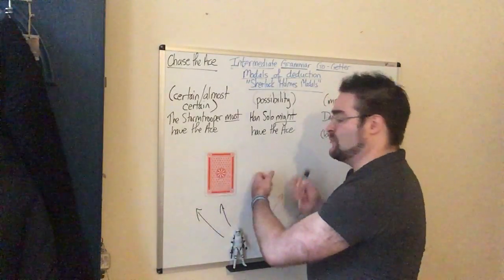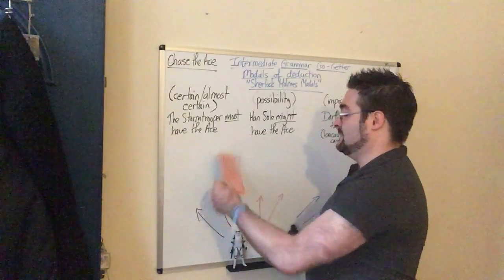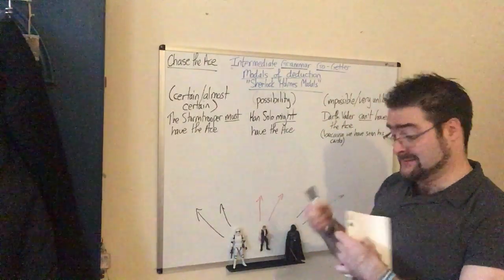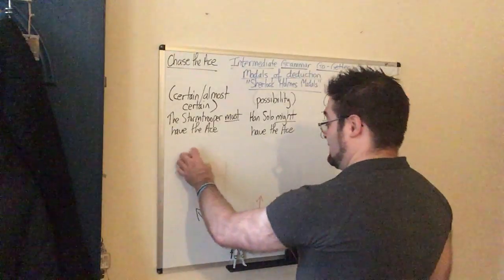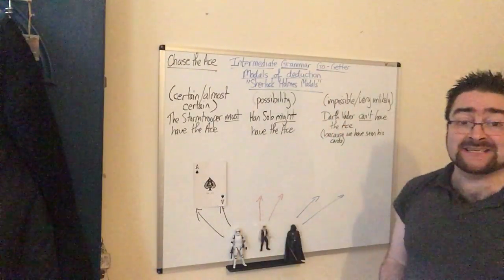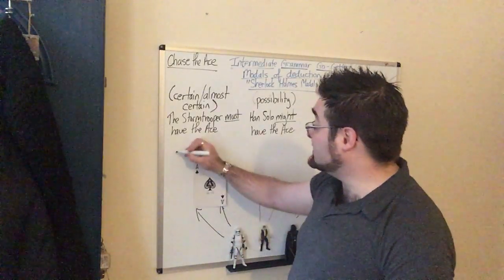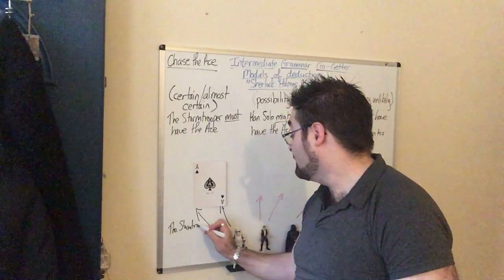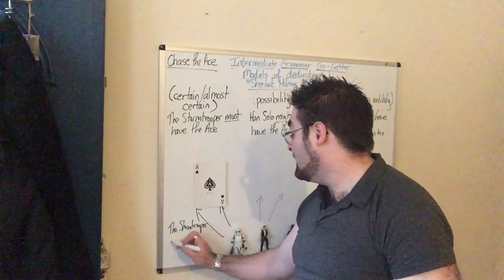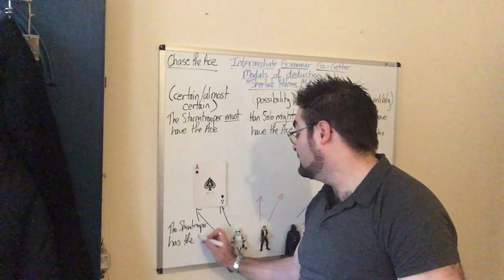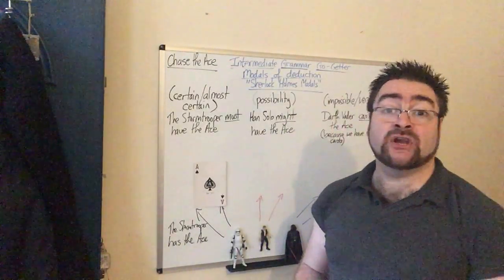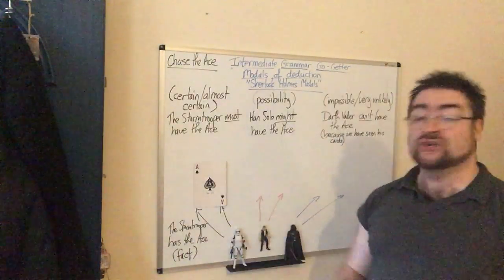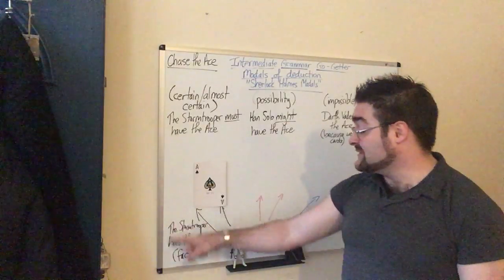Alright. Drum roll. And there it is. Okay? Now that you've seen it, now it's a fact. And so now you can simply say the stormtrooper has the ace. Because we know that now, that is a fact. That is 100% certain. And therefore, we can simply use the present simple.